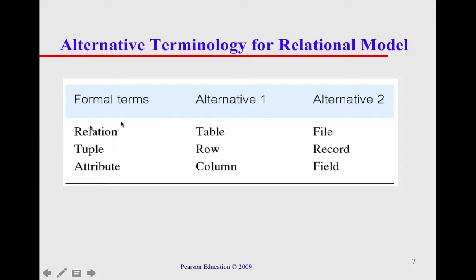So the way to read this table is to go across. So relation, table, and file are all synonyms. So is tuple, row, and record. And attribute, column, and field are all synonyms. And I will use them interchangeably.